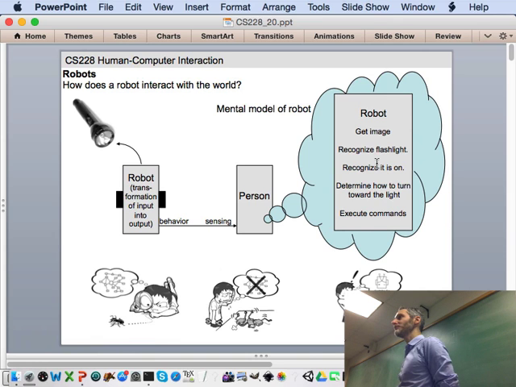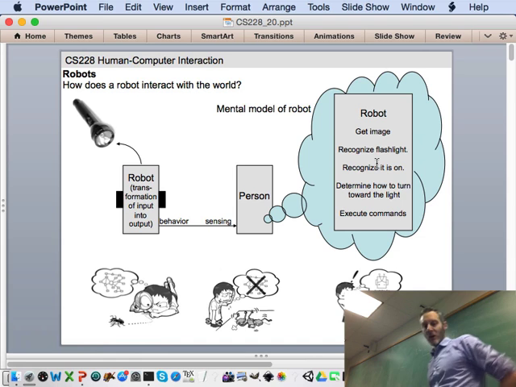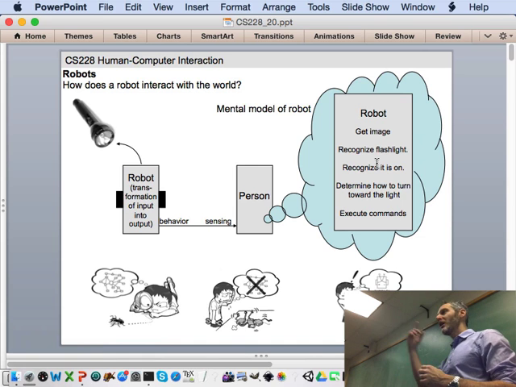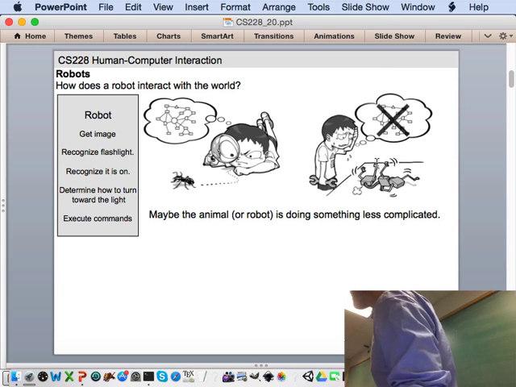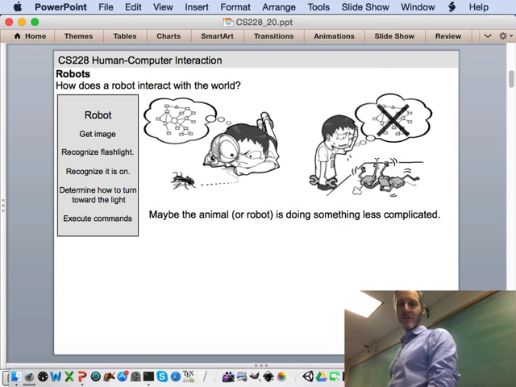Okay, thank you. Okay, let's continue our discussion. We're talking about humans who are building up a mental model of what animals or humans are doing when they interact with the physical world and trying to build that into machines. And as our little cartoon shows here, this often doesn't work.